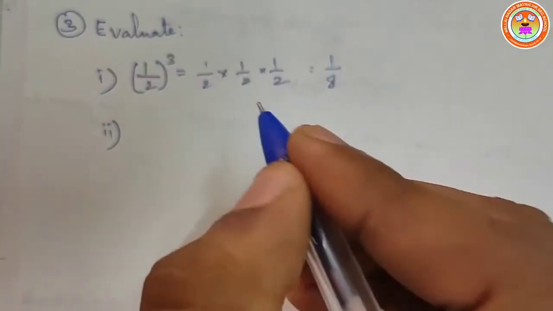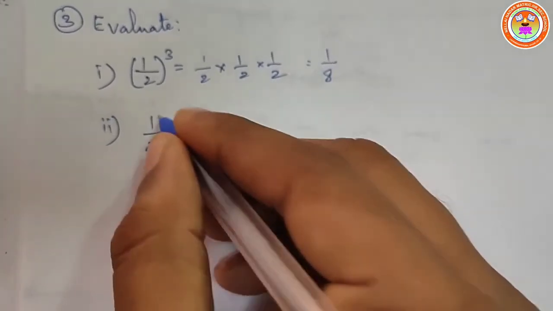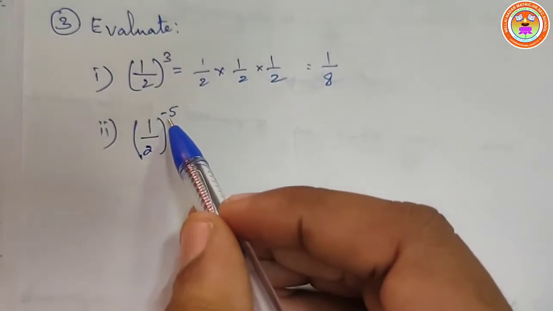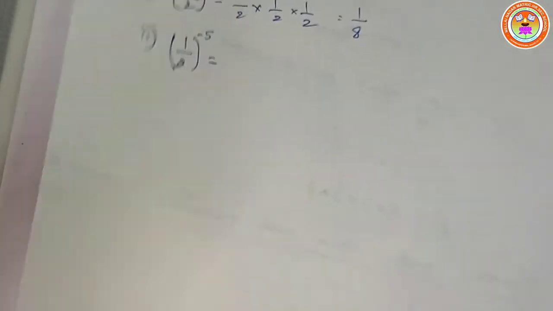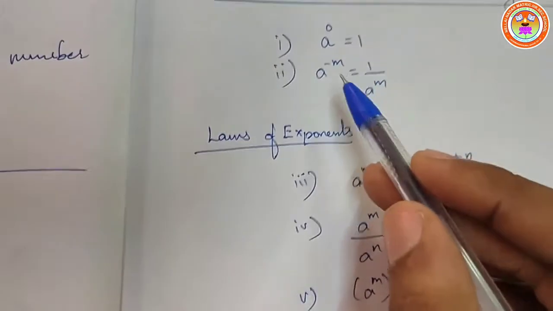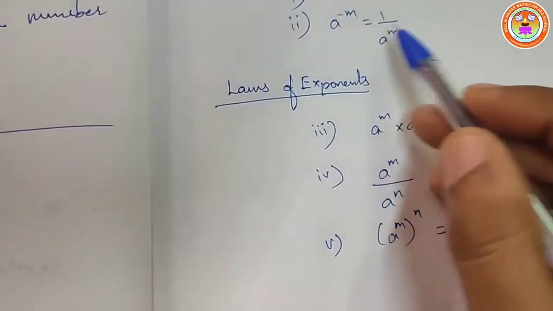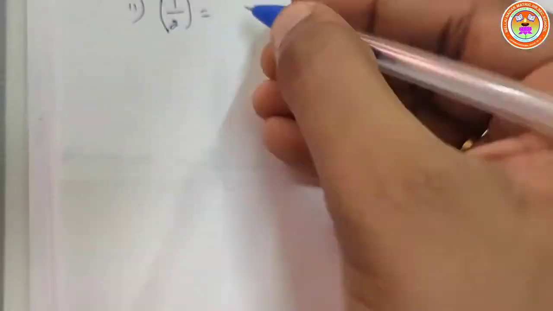Second subdivision, 1 by 2 the whole power minus 5. If it is minus, you have to reciprocal, that is formula number 2: a power minus m equal to 1 by a power m. If it is negative, you have to reciprocal the number. So here if you reciprocal it, you will get 2 power 5.